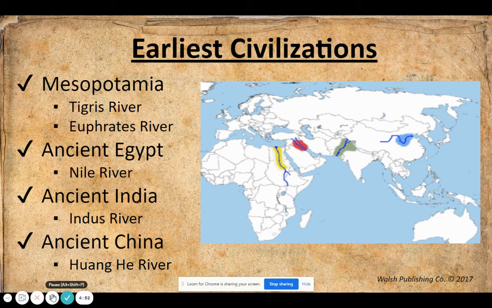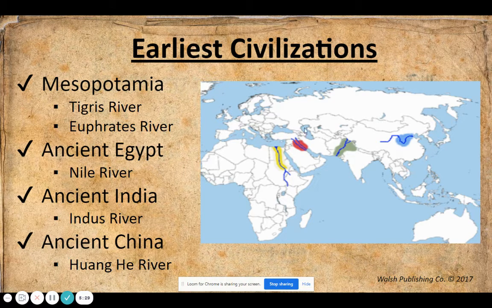Let's look at the earliest civilizations. When we talk about river valley civilizations, we're really talking about four main early civilizations. We're talking about Egypt, which is along the Nile River. We're talking about Mesopotamia, the area between and beside the Tigris River and the Euphrates River. We're talking about ancient India near the Indus River, and we're talking about ancient China near the Huanghe River. So these are the four earliest river valley civilizations.